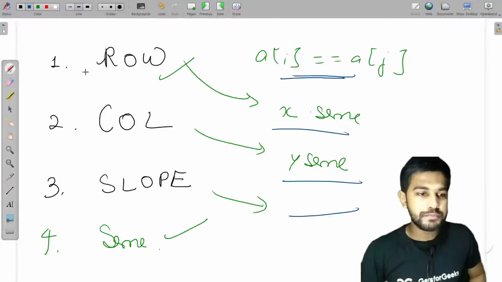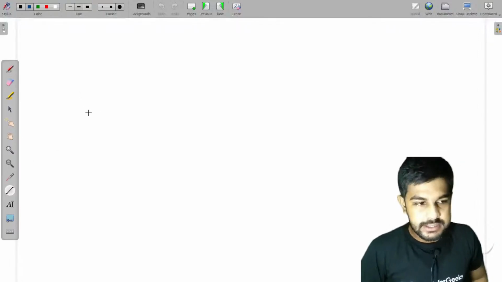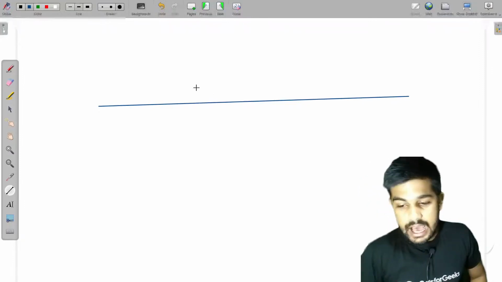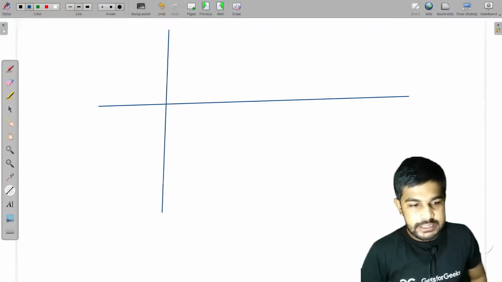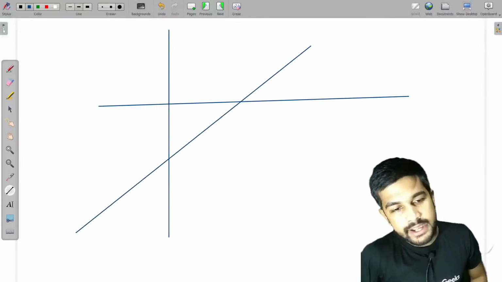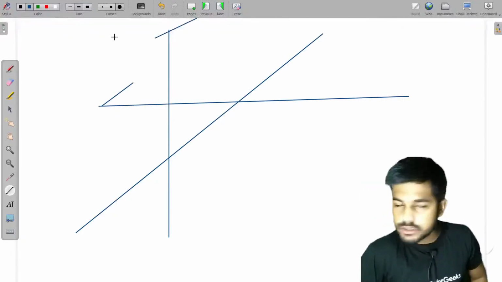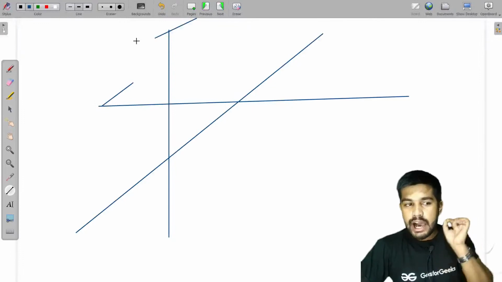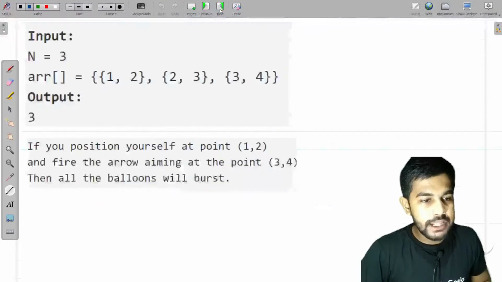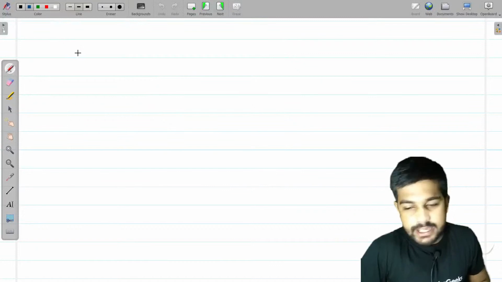Suppose there are three cases. I can shoot a balloon in the same row. I can shoot a balloon in the same column. I can shoot a balloon diagonally, along an inclined line. The row one and the column one are comparatively easy for everyone, so I would be looking at the inclined one, where I would be taking out the slope.